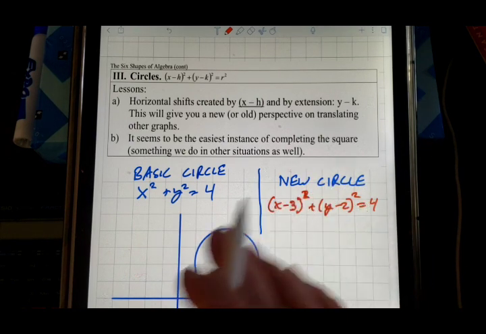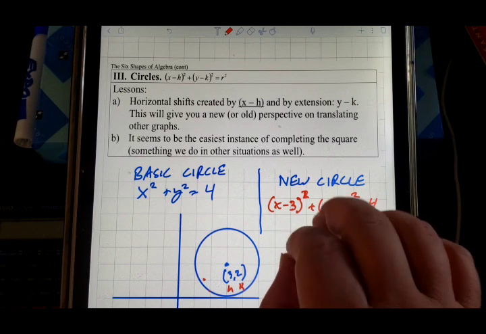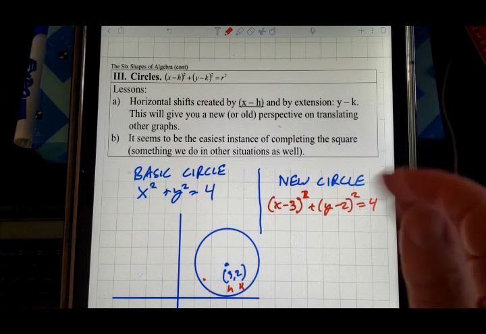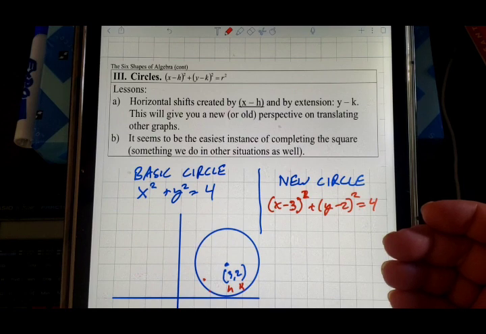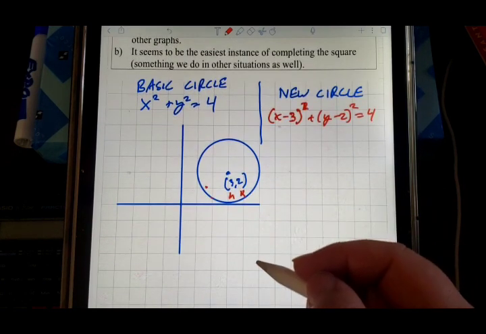All I did was introduce this h and this k, and I have this new equation. Circles are there to teach us what subtracting 3 from x does, not just to the circle, but to any graph. So a lot of times somebody will ask me, how do I want to do this?